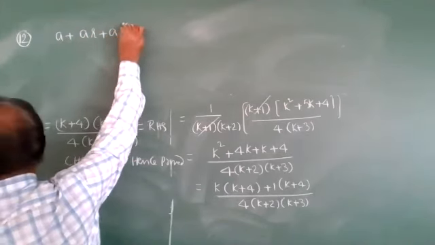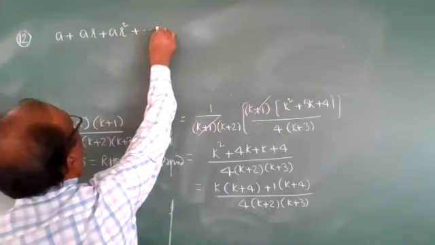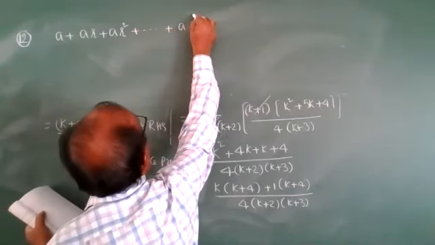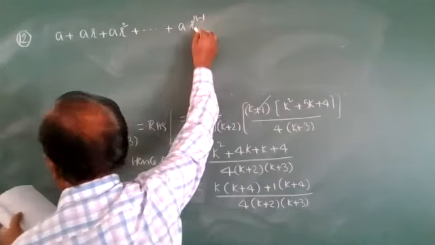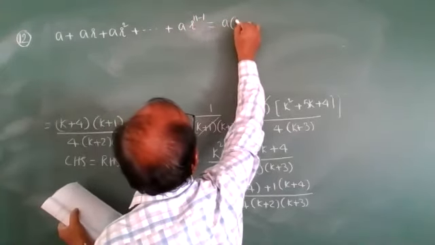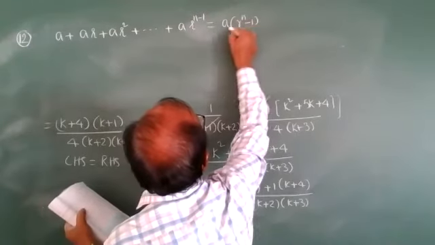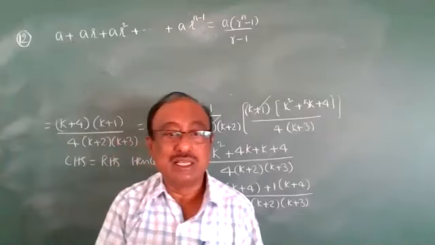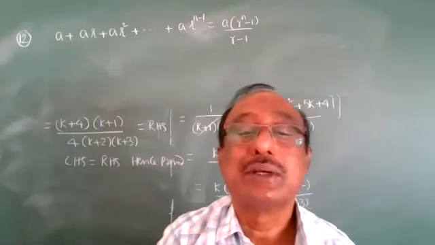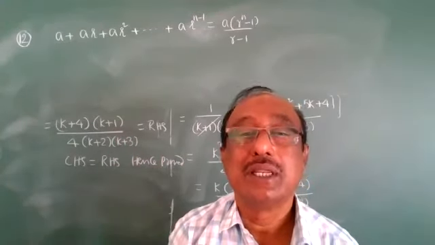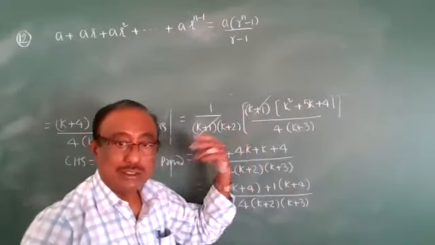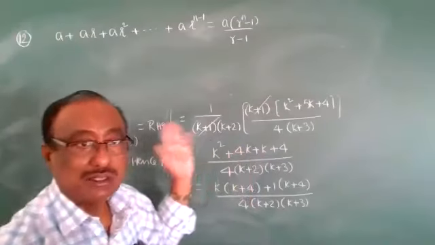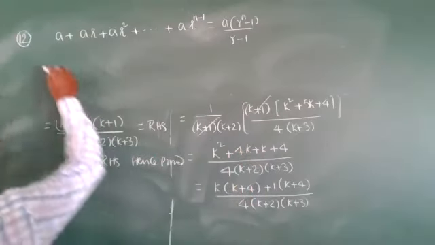A, AR square, dotted, AR power of n minus 1 is equal to A times of R power of n minus 1 by R minus 1. Already GP series. Okay? Try step 1 complete. Tomorrow I will start the 12th problem, step 2 and step 3 I will complete. First everyone complete this step 1.